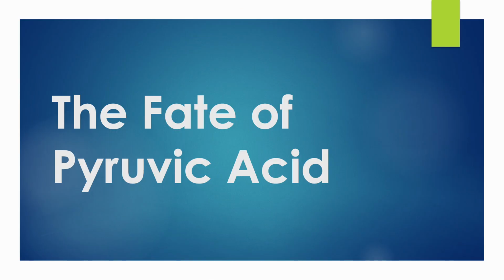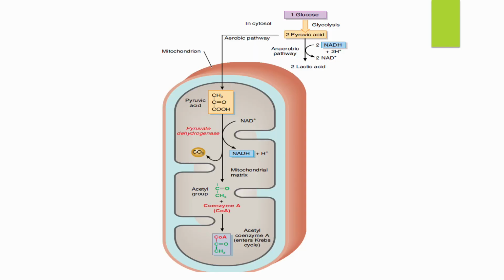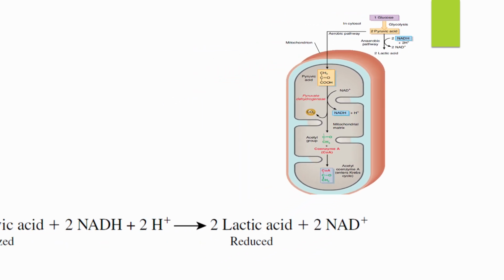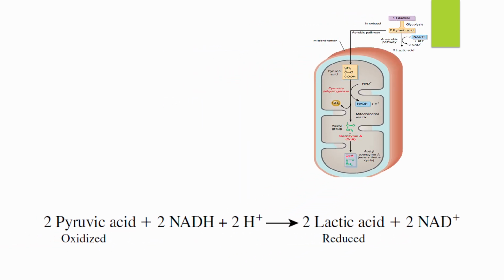Now we will learn about the fate of pyruvic acid. During the transitional step between glycolysis and the Krebs cycle, pyruvic acid is prepared for entrance into the cycle. If oxygen is scarce, also known as anaerobic condition, then pyruvic acid is reduced via an anaerobic pathway by the addition of 2 hydrogen atoms to form lactic acid.